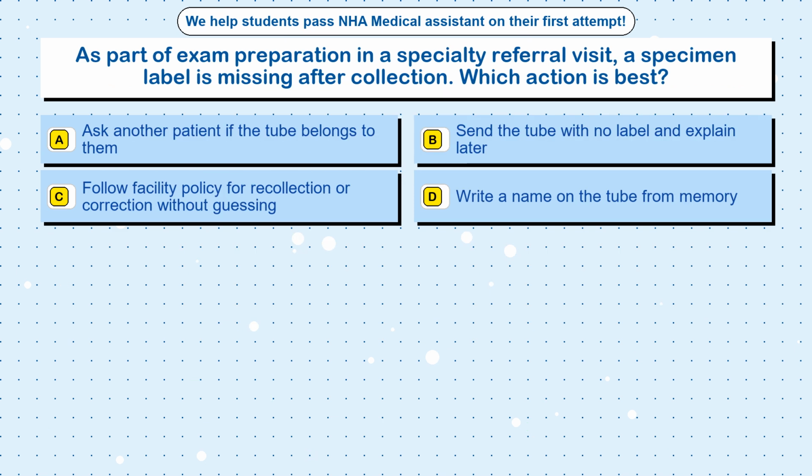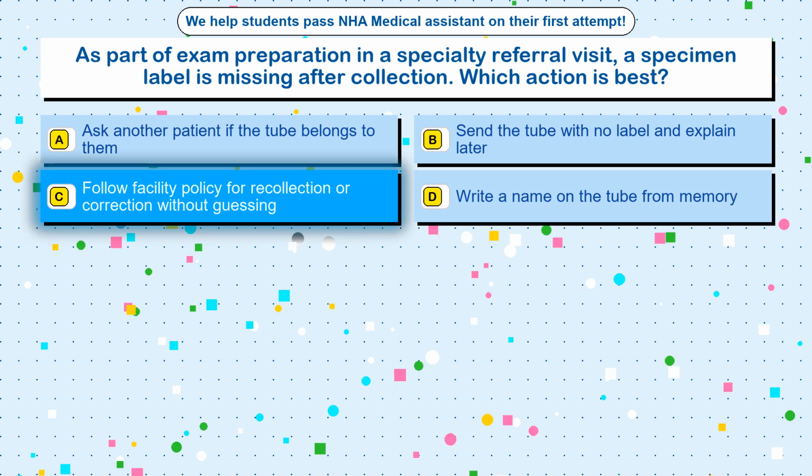Question 19. As part of exam preparation in a specialty referral visit, a specimen label is missing after collection. Which action is best? Option A, ask another patient if the tube belongs to them. Option B, send the tube with no label and explain later. Option C, follow facility policy for recollection or correction without guessing. Option D, write a name on the tube from memory. The correct answer is option C.